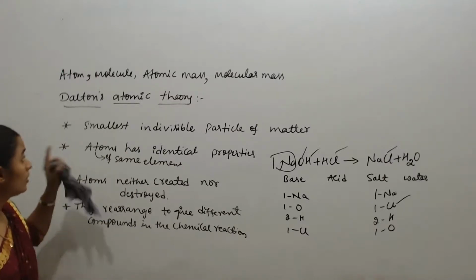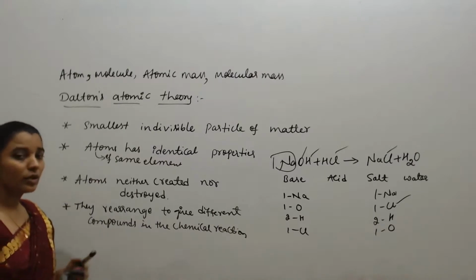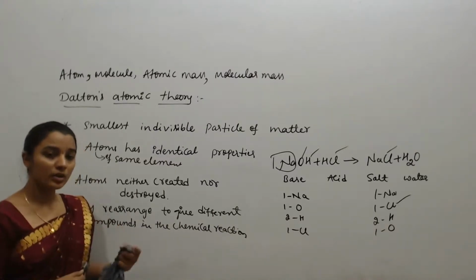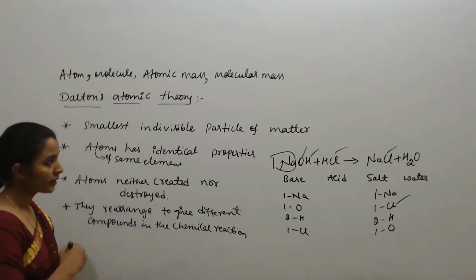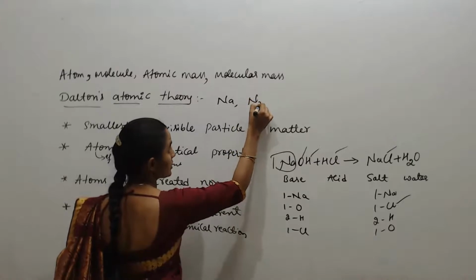So this is all about Dalton's atomic theory. Then what is molecule means? Two or more atoms combine together to form a molecule. For example, sodium is an atom, N2 is a molecule.